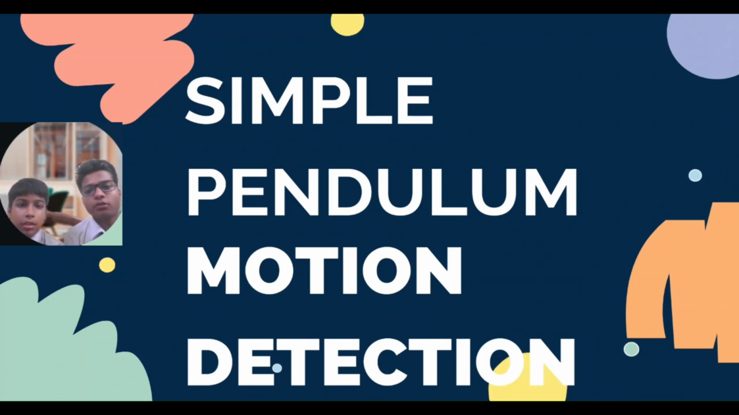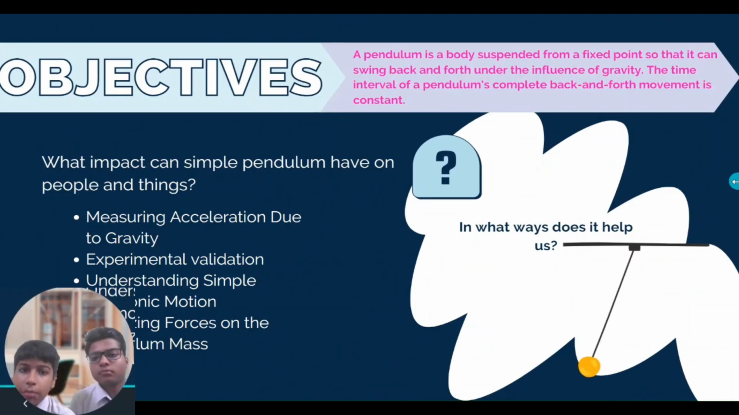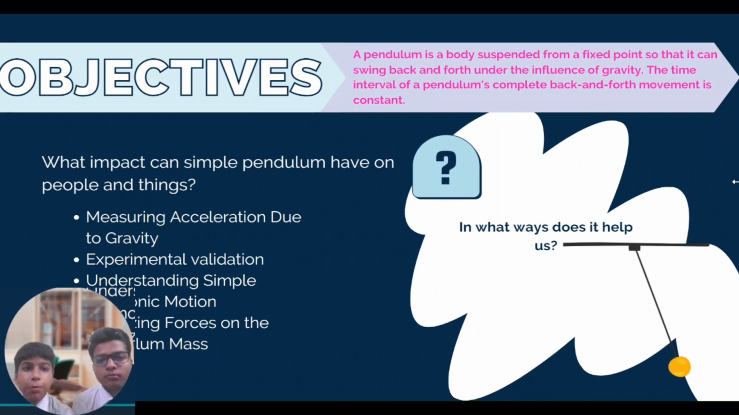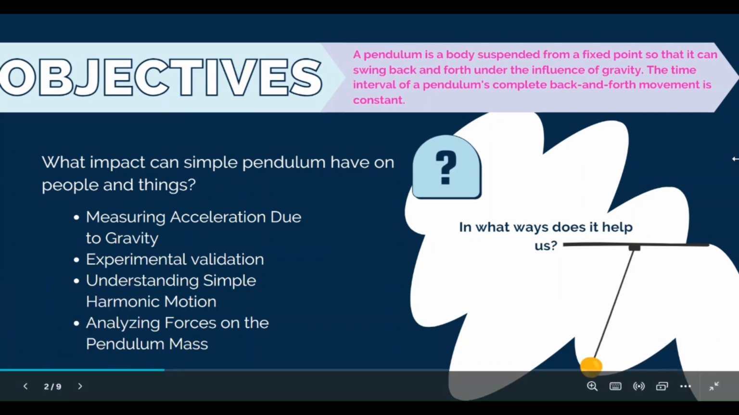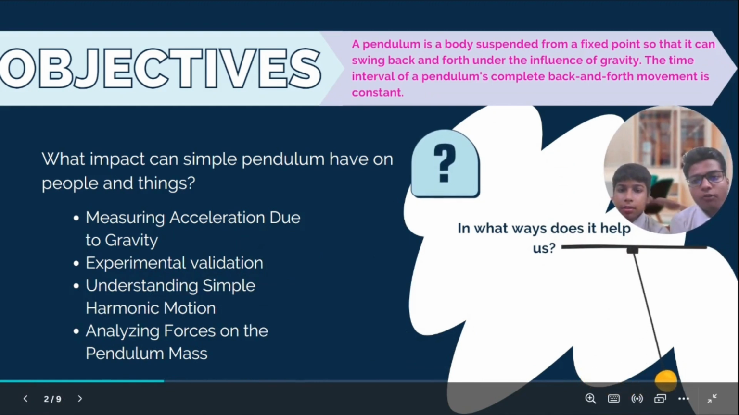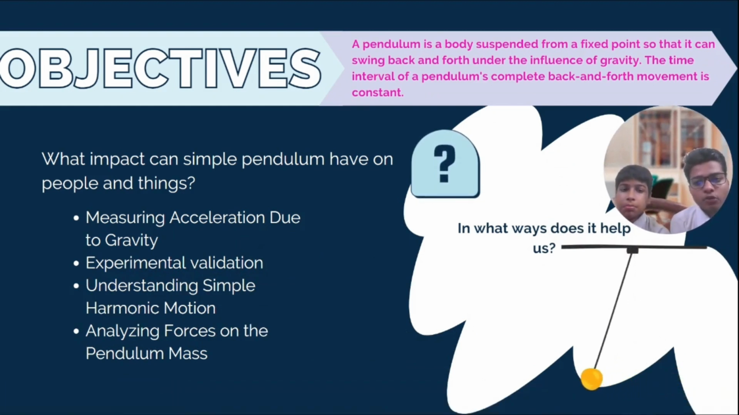Today we will tell you about simple pendulum motion detection as well as simulation of simple pendulum motion. A pendulum is a body suspended from a fixed point so that it can swing back and forth under the influence of gravity. The time interval of a pendulum's complete back and forth movement is constant. It's 2 seconds.